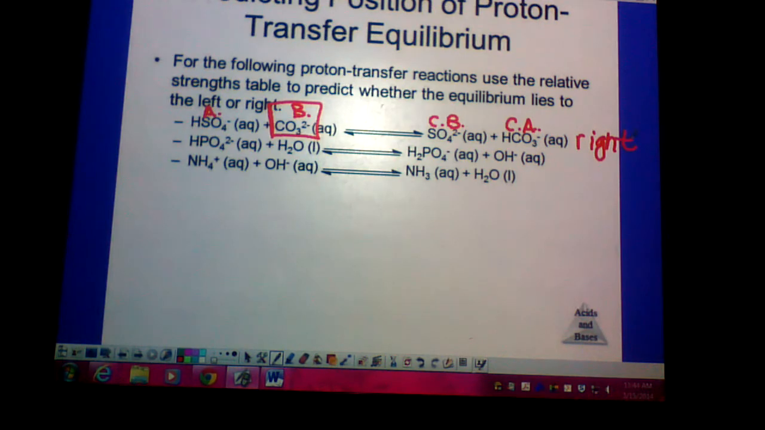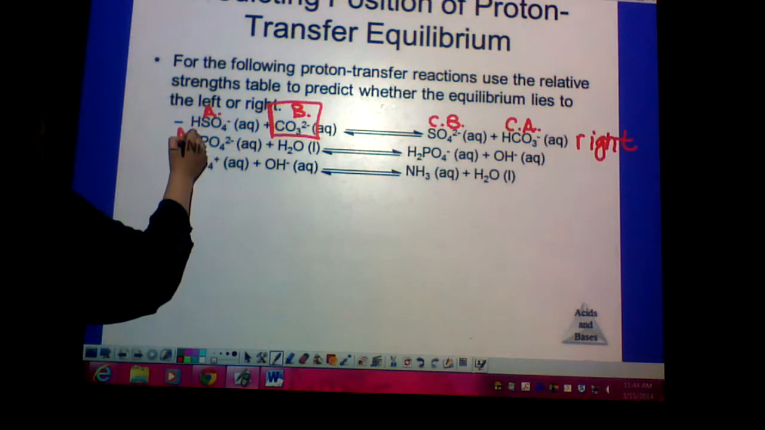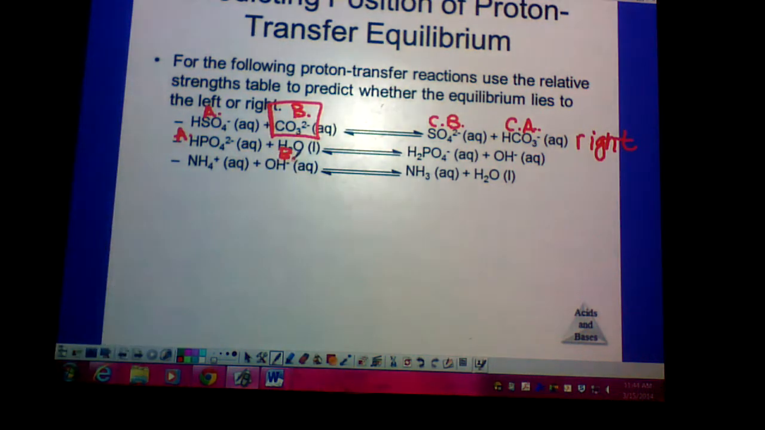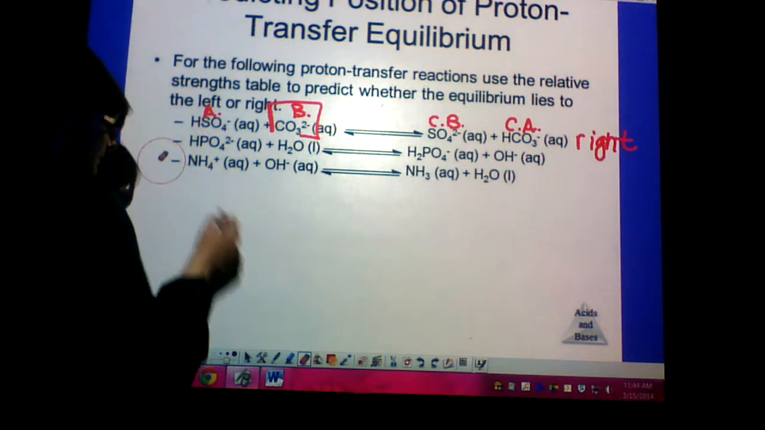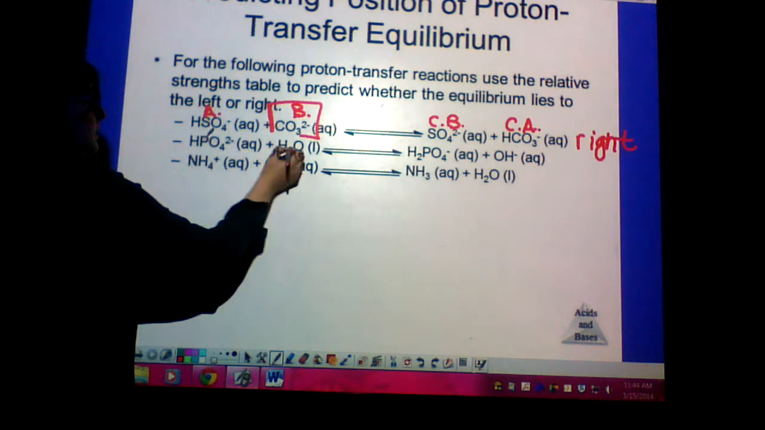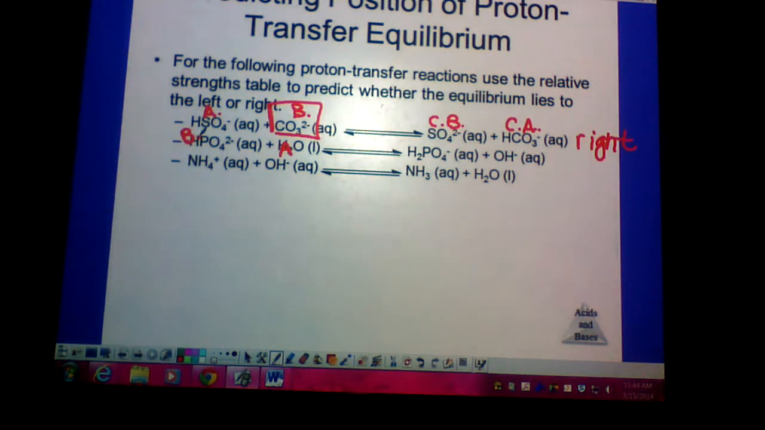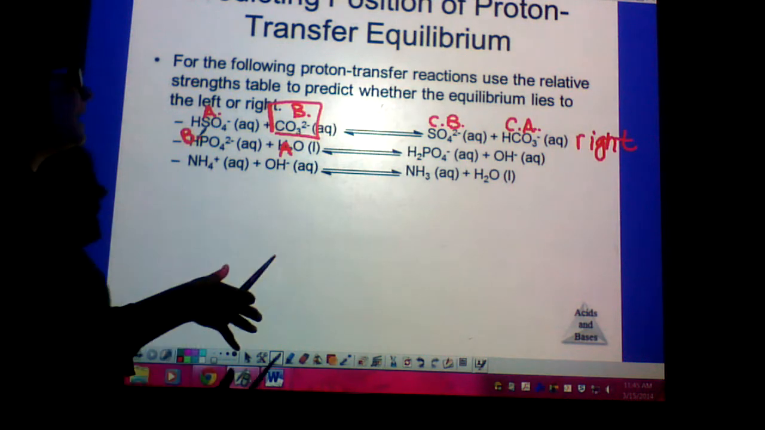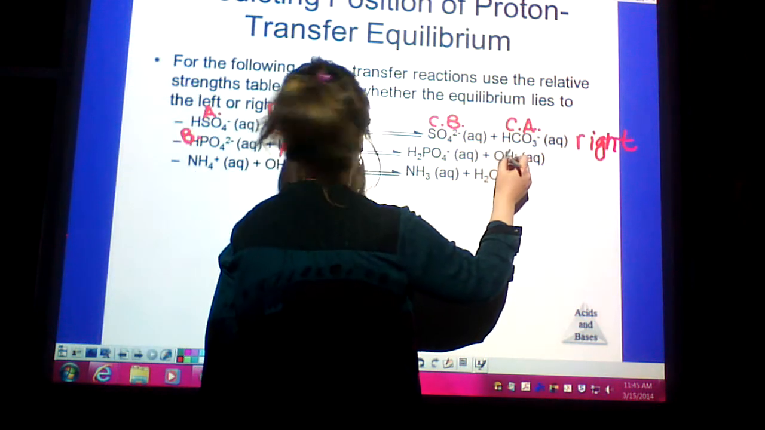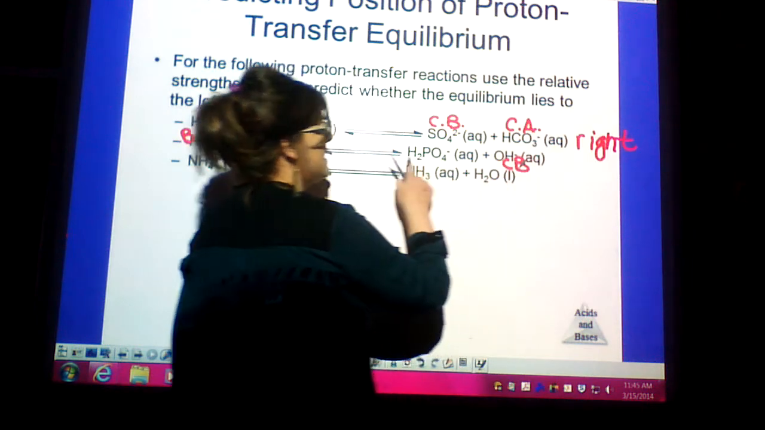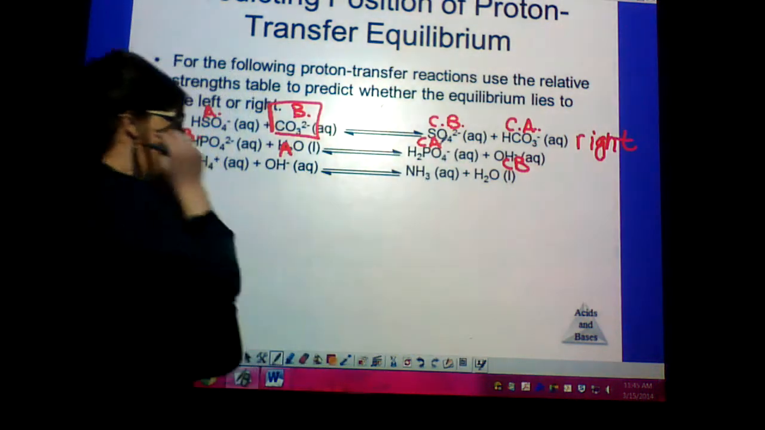On the next one we have HPO4 2 minus, that's the acid, and water is going to be the base. Actually, that doesn't make sense. If H2O is the acid, then the conjugate base that I'm making is going to have that hydrogen ion gone, so OH minus has to be my conjugate base. And H2PO4 minus has to be my conjugate acid because it gained that.